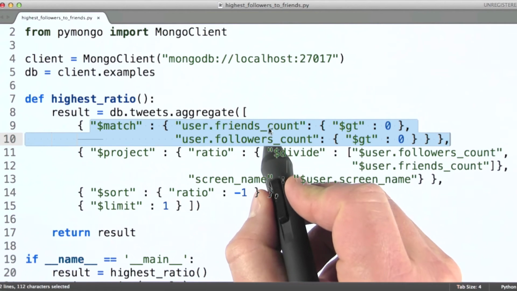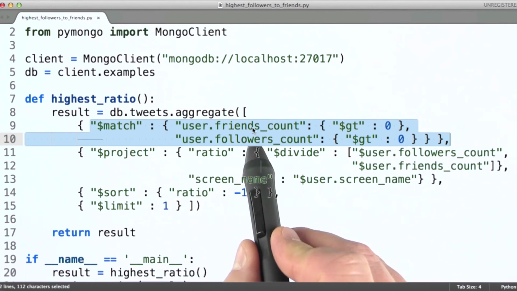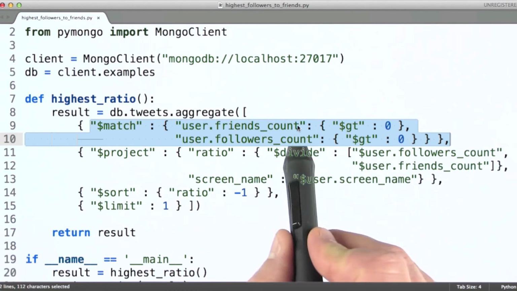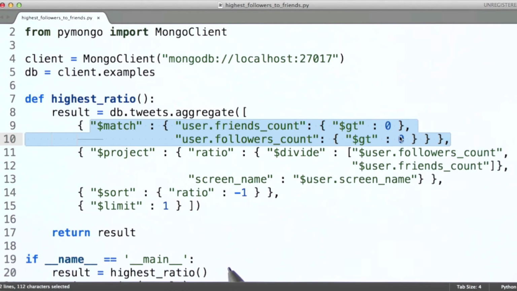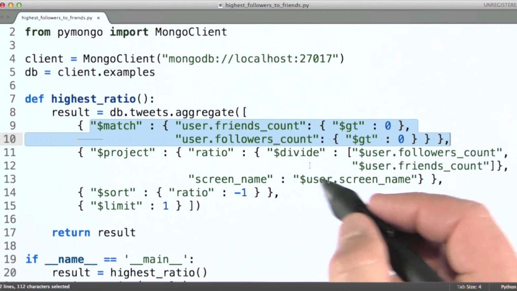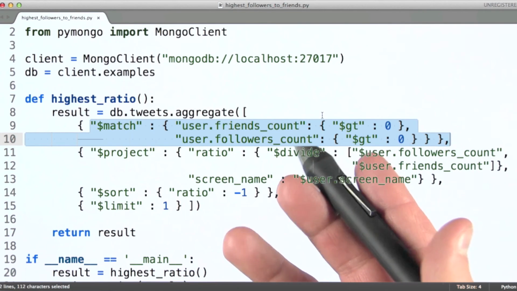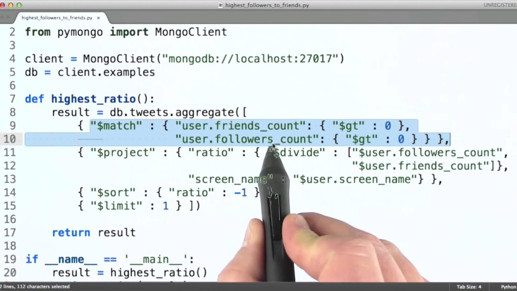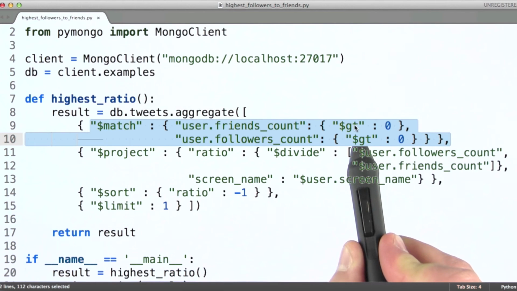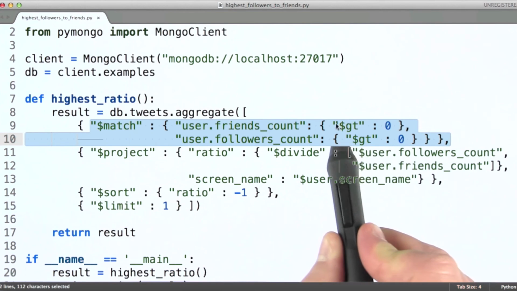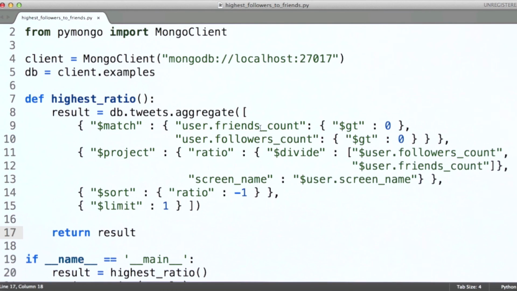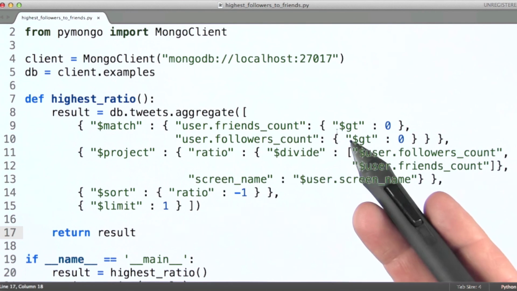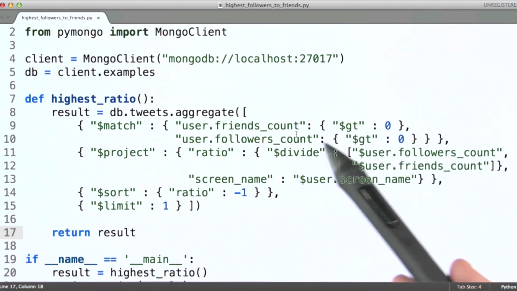What we're saying here is, I only want to consider those who have both a friends count and a followers count that's greater than 0. And if you think back to when we were talking about queries in the last lesson, you can see that all we're really doing here is specifying a specific field in each case, and then using an inequality operator to express a constraint on the value for first friends count and then followers count. And in fact, match functions very similarly to find as part of the aggregation framework.